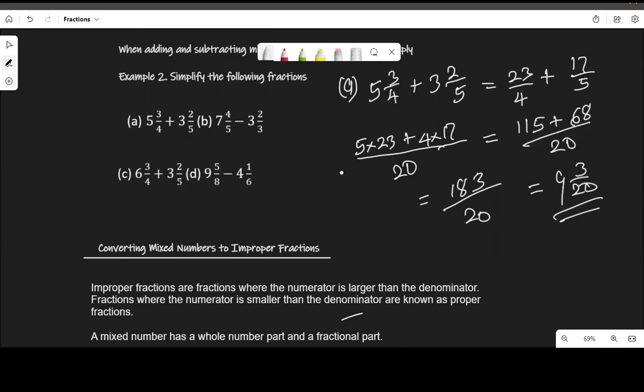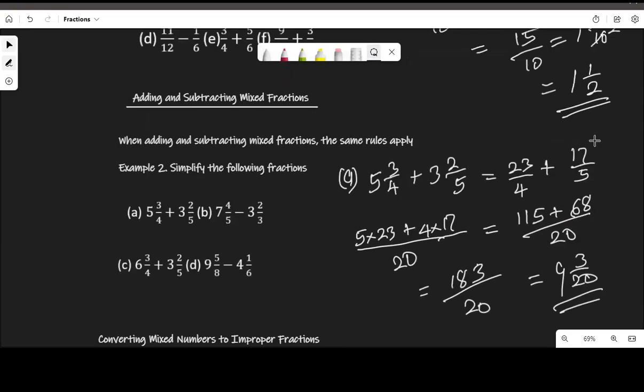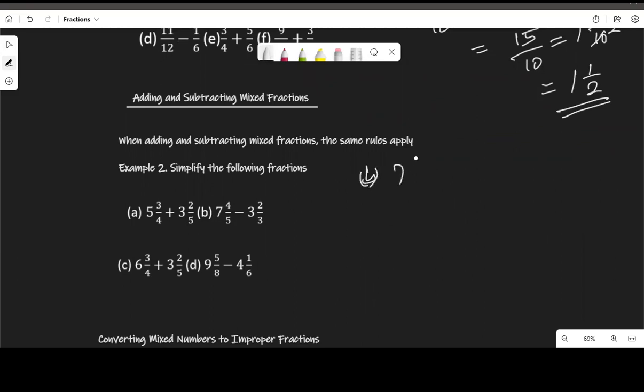Then the second one has 7 whole number, 4 over 5 minus 3 whole number, 2 over 3. Let's clear this board so we have space to work with. 7 whole number, 4 over 5 minus 3 whole number, 2 over 3. We convert the mixed numbers to improper fractions first before we do the subtraction. So 5 times 7 is 35. 35 plus 4 is 39. 39 over 5 minus 3 times 3 is 9, plus 2 is 11, 11 over 3.